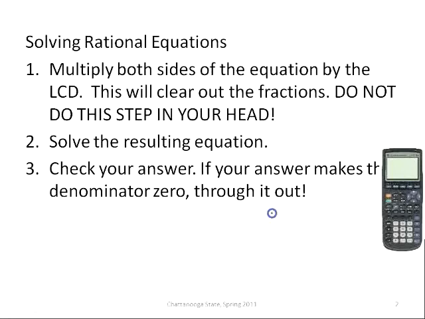First, we have to multiply both sides of the equation by the LCD. That means the least common denominator. This will clear out the fractions in the equation. It's very important that you do this step on your paper. Don't try to do it in your head, because you'll more than likely lose something.